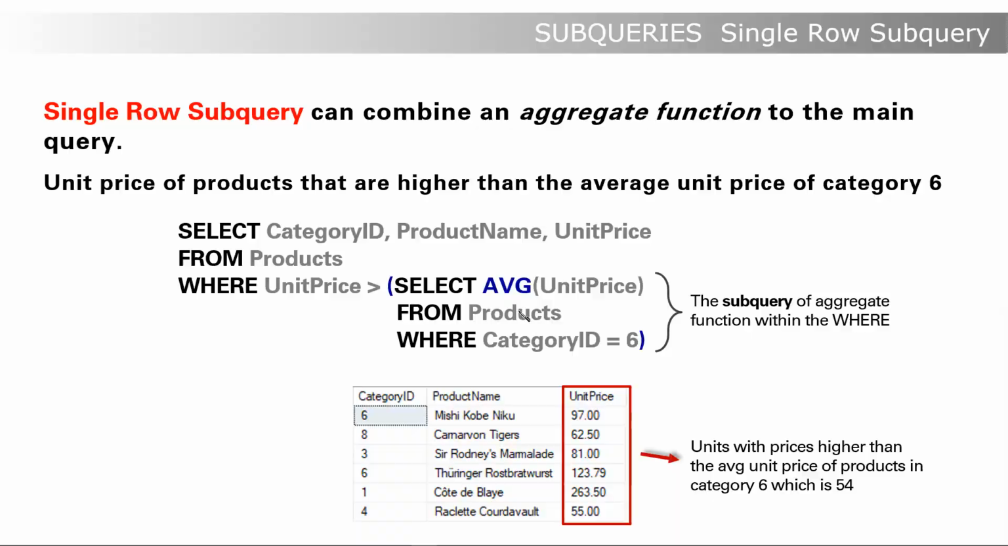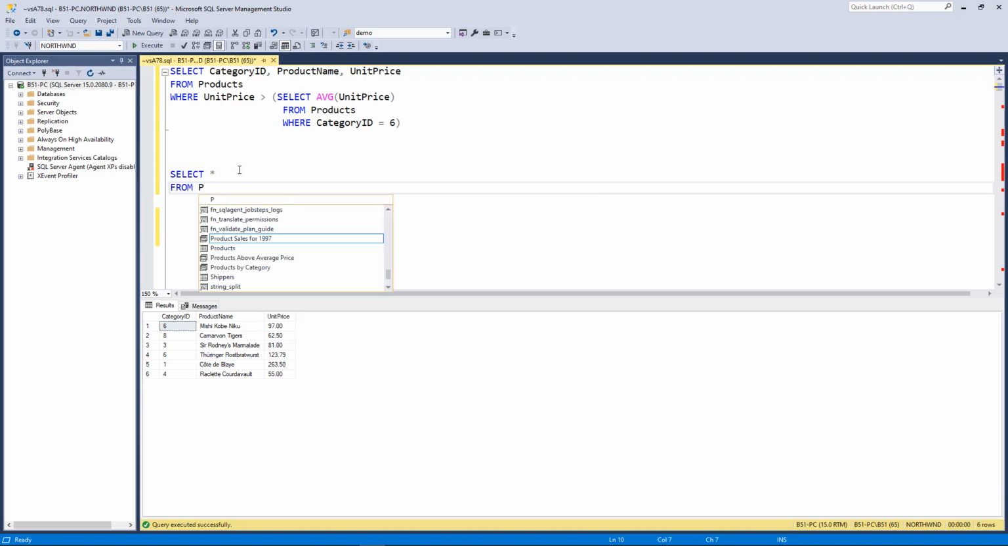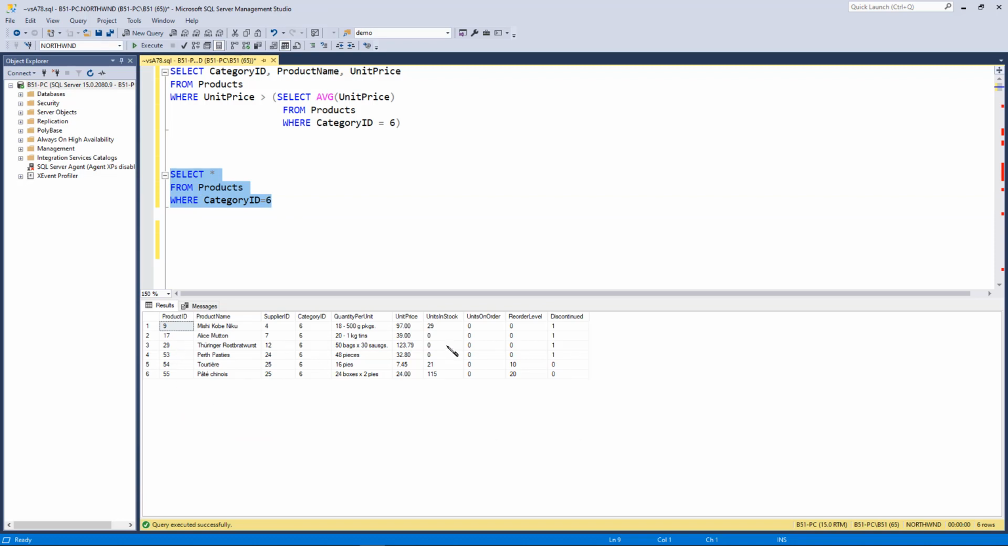Let's see it in SQL Server. First of all, let's start with the products table. So we have select asterisk from the product table. When running it, we get the entire product ID, the categories, the product name, and the unit price. We want only the unit price that are higher than the average unit price of category 6. First of all, we have where category ID 6. We want to know information about this category. We have 6 rows. This is the unit price, but we want the average unit price.